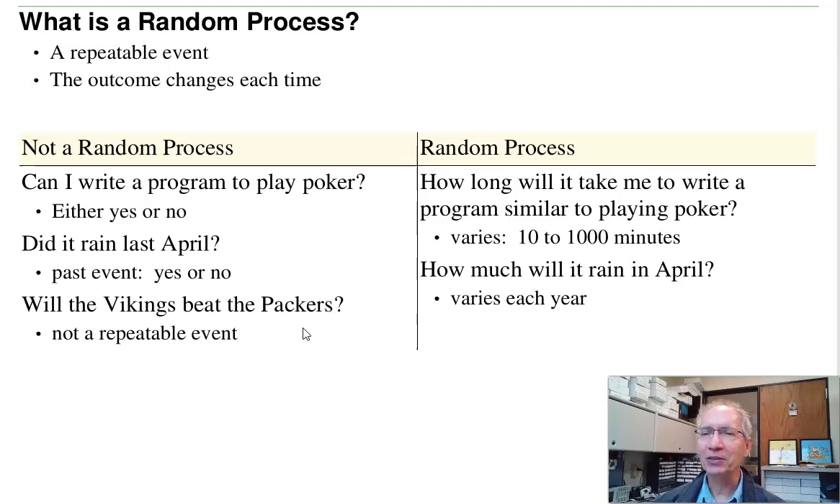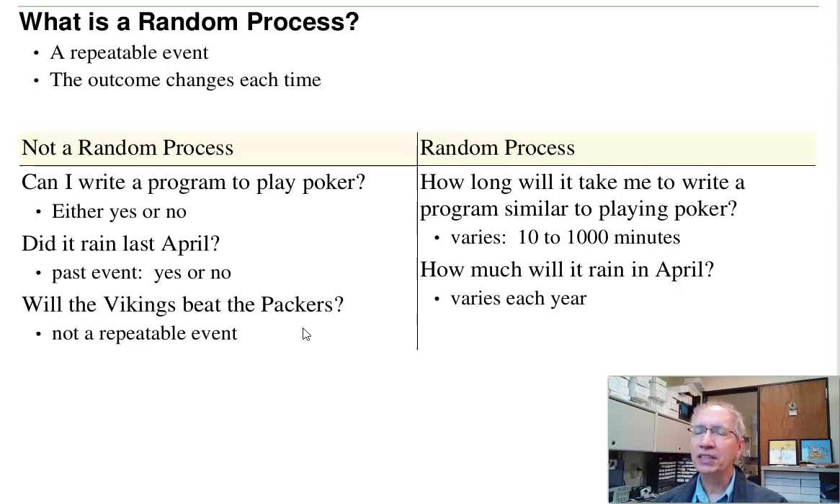Vikings beating the Packers, that's not a repeatable event. And the Vikings will only play the Packers one time. Probability is really defined as a repeatable event, like the opening game for the Vikings. I can't have that game being played 1,000 times. It only happens one time. So technically, those are not random processes.